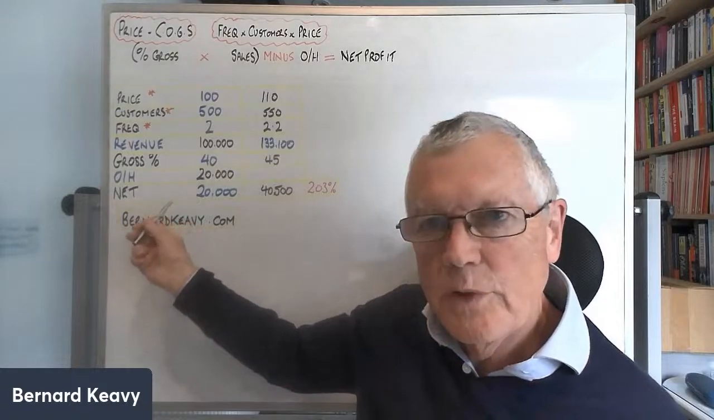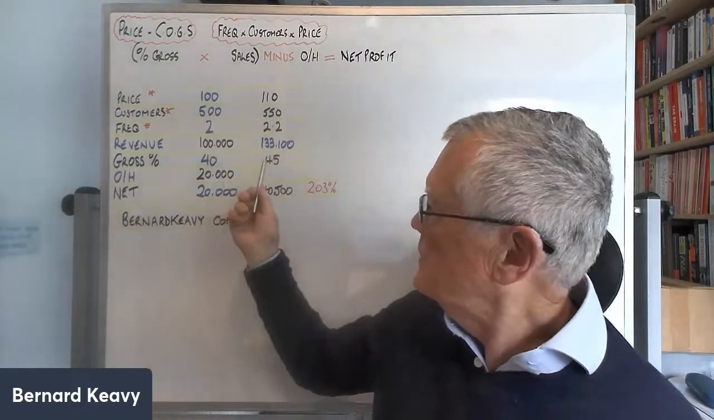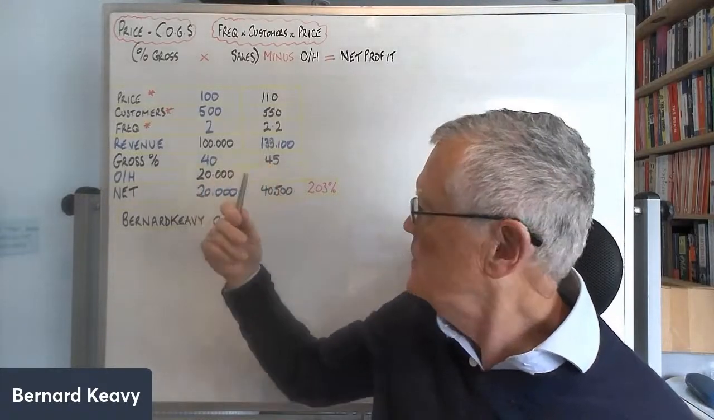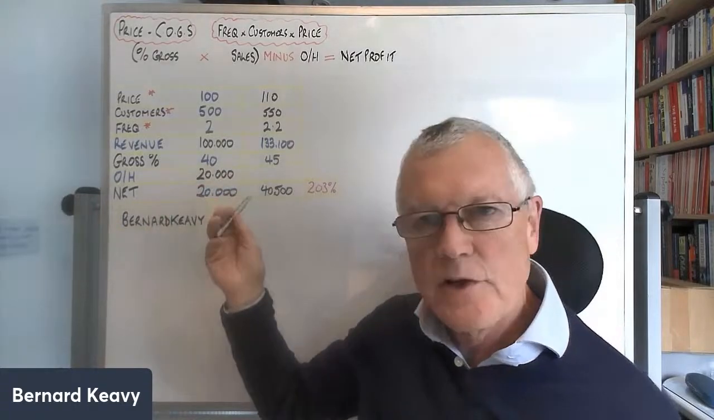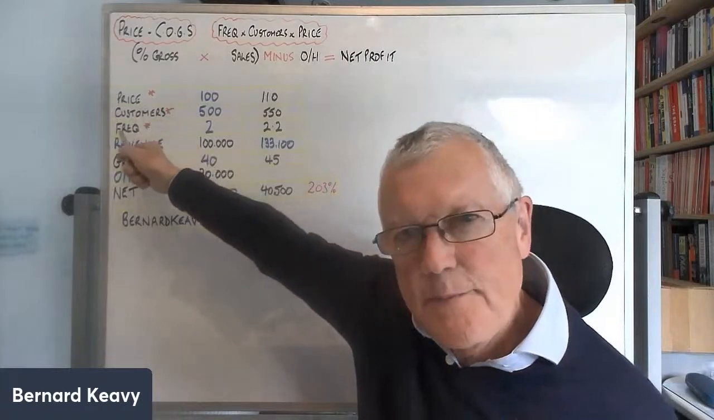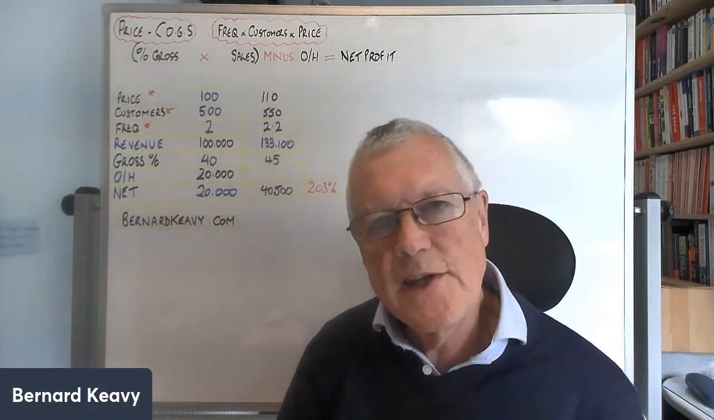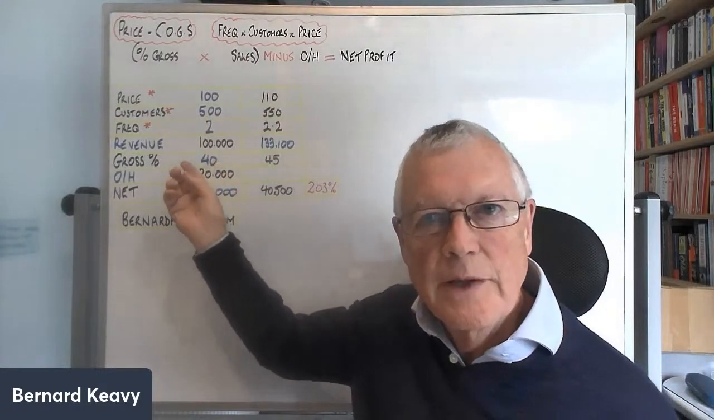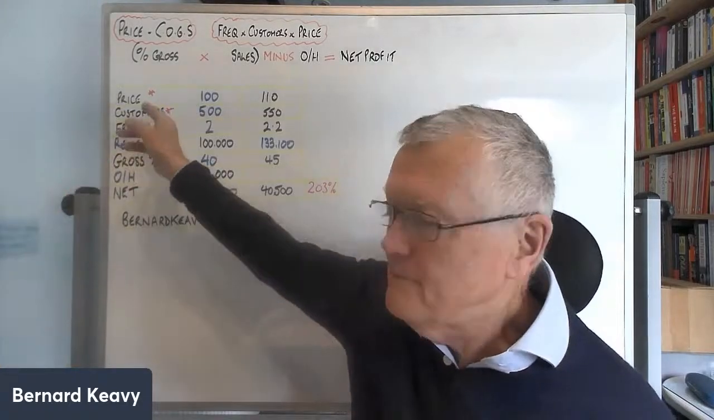But the net profit would now be, instead of 20,000, it would be 40,500, because the gross profit is 45% of 133,000, which is 60,500. The overheads are still 20,000. So our net profit doubles. So basically, the effect of those 10% improvements, and this is typical for most businesses, the three sets of 10% improvements have added 50% to our gross profit and 100% to our bottom line profit. You've doubled your profit.